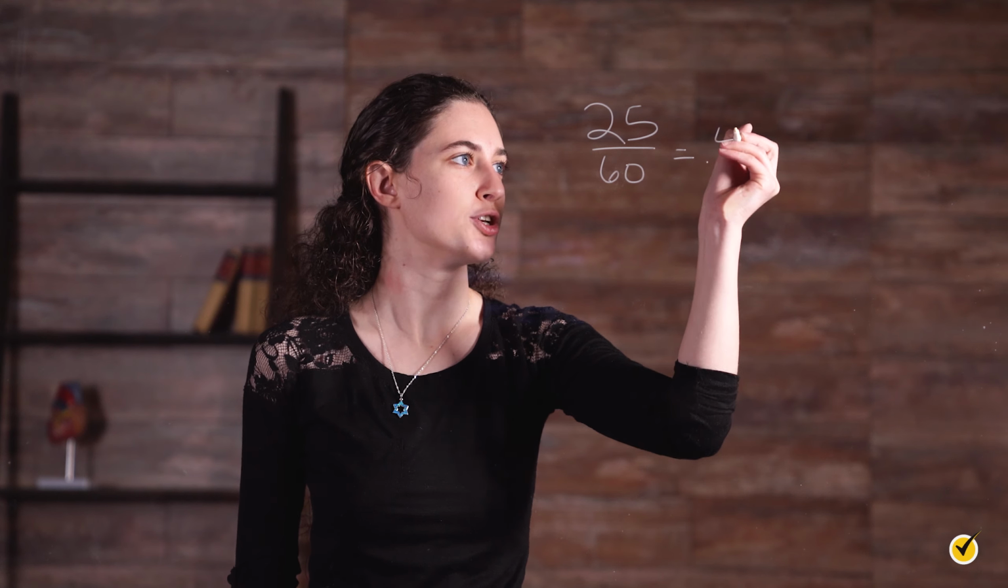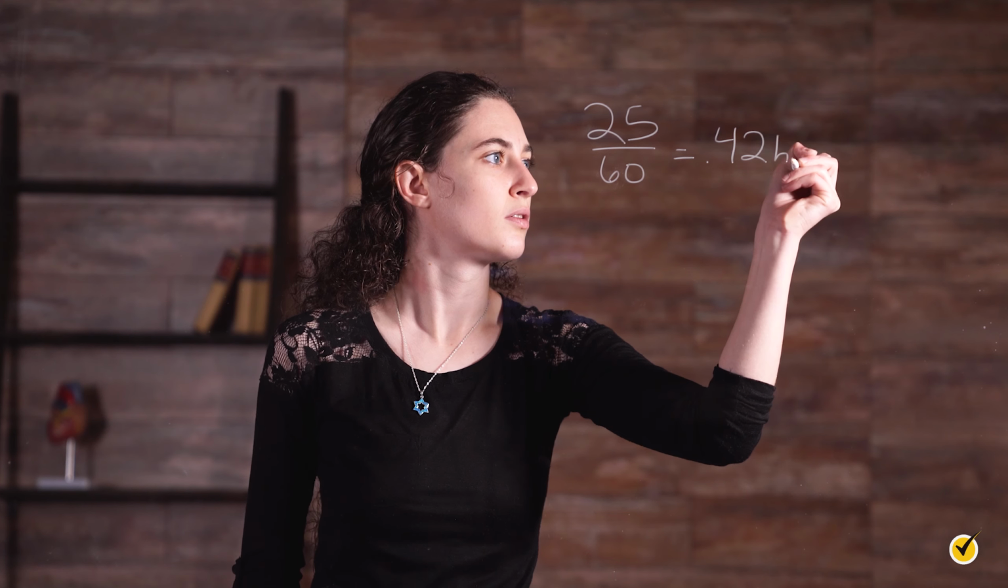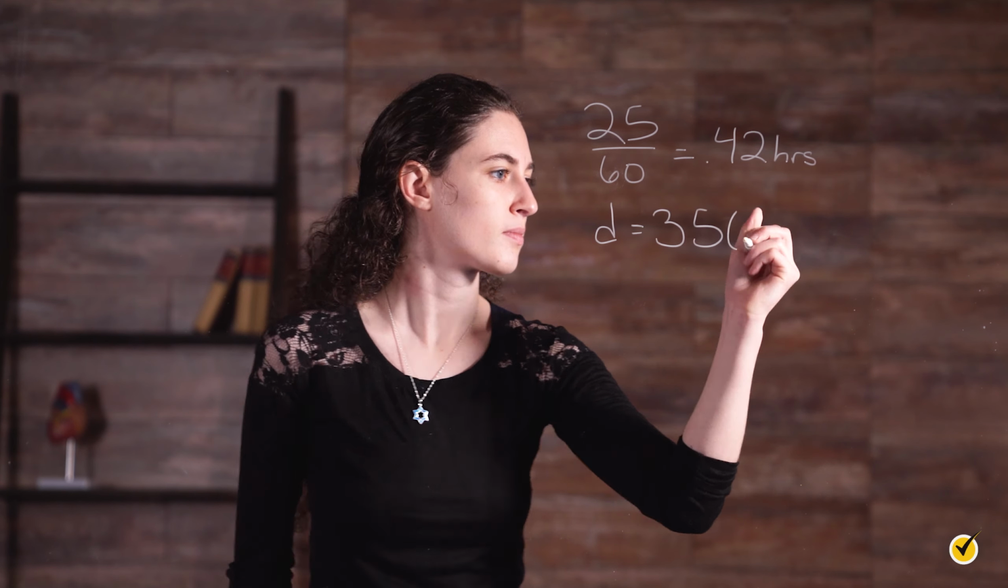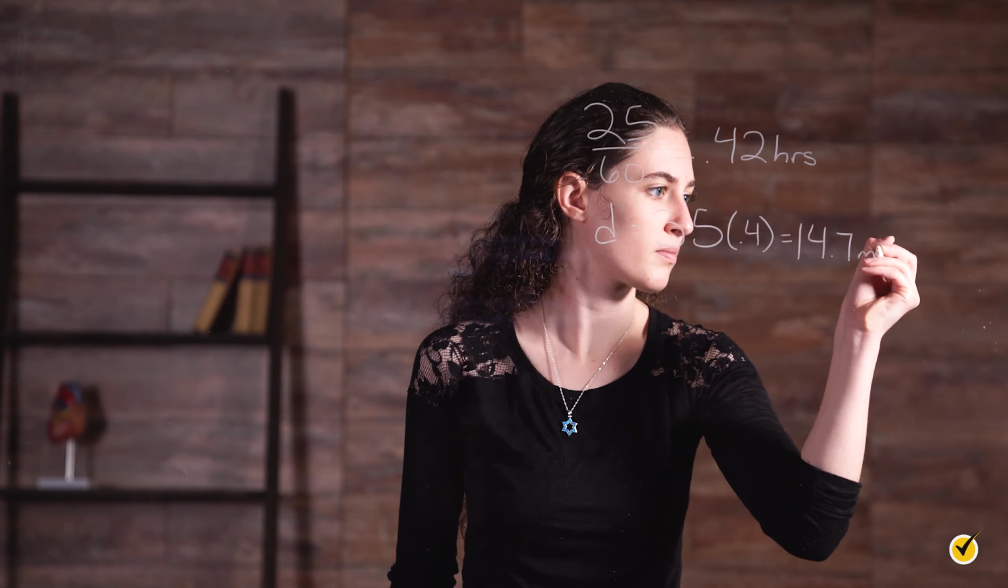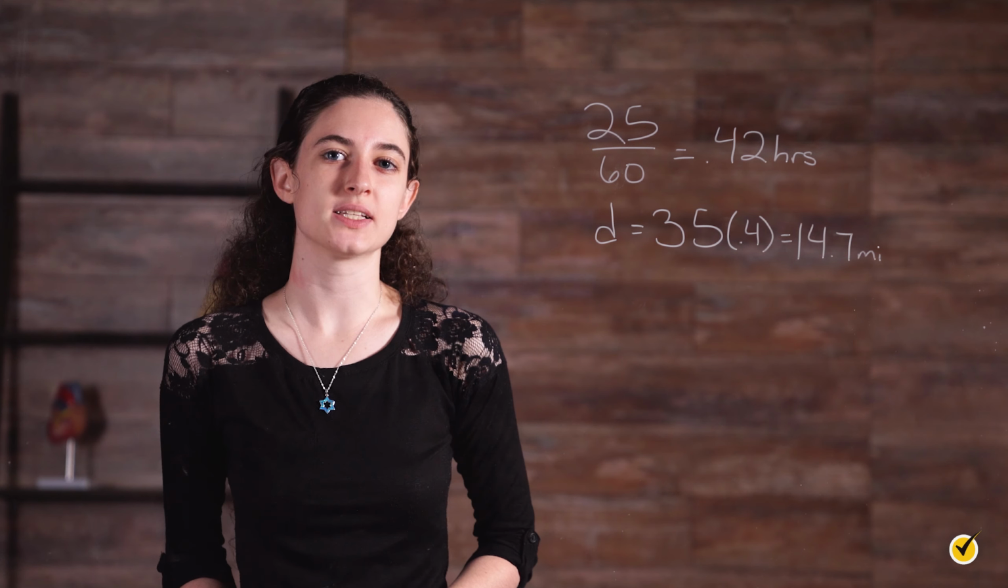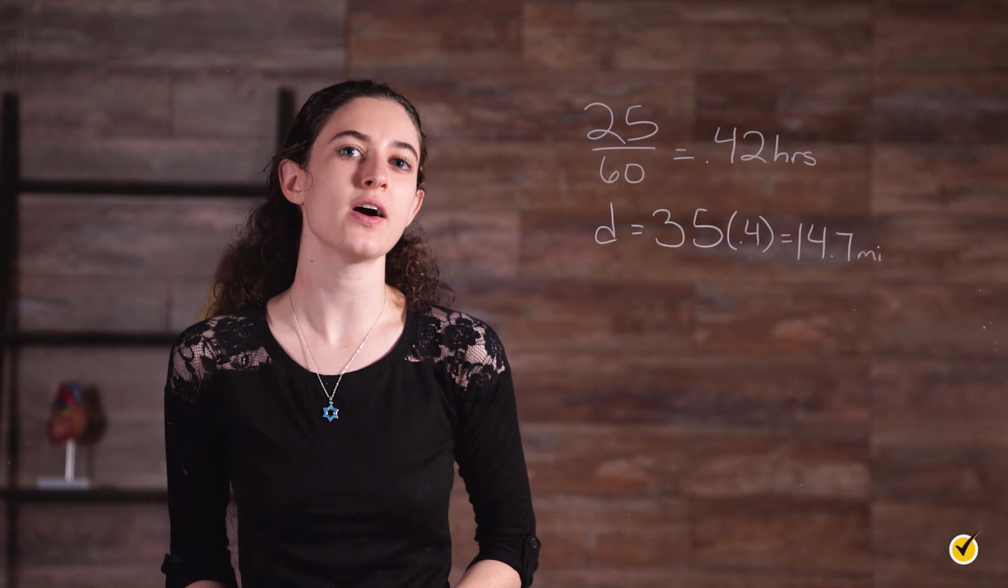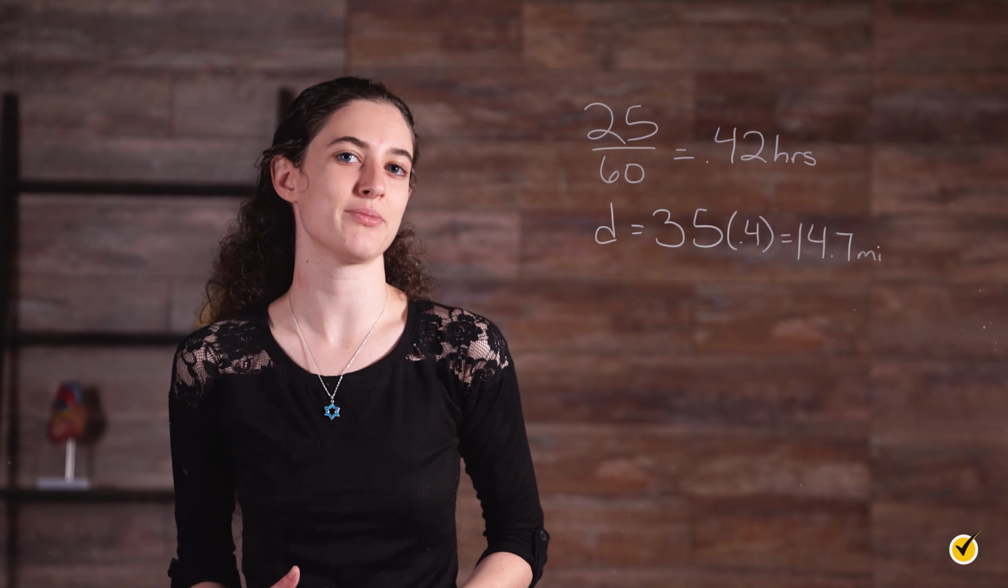The answer is 14.7 miles. Here's how we got that. First, convert 25 minutes to hours by dividing 25 over 60, which gives you 0.42 hours. Then, use the distance formula. After driving 25 minutes at an average rate of speed of 35 miles per hour, 14 miles have been traveled.